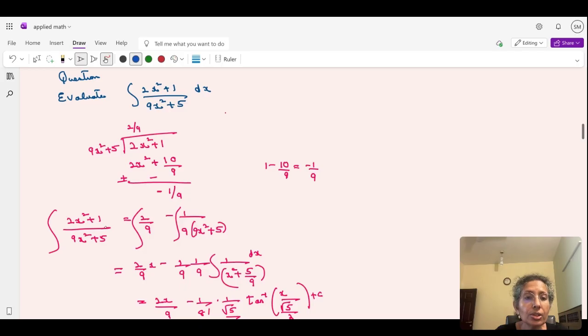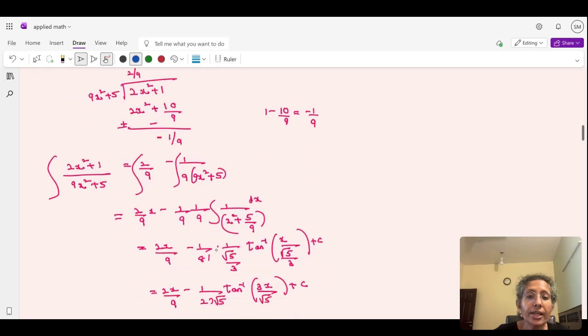So integral of this will be integral 2 by 9 minus 1 by 9 integral 1 by 9x squared plus 5 dx. I can take out 9 here. So this is integral 2 by 9, which will give you 2x by 9, minus 1 by 9. If I take out 1 by 9, I get integral 1 by x squared plus 5 by 9 dx. That is x squared plus a squared. What is integral 1 by x squared plus a squared? 1 by a tan inverse x by a plus c.